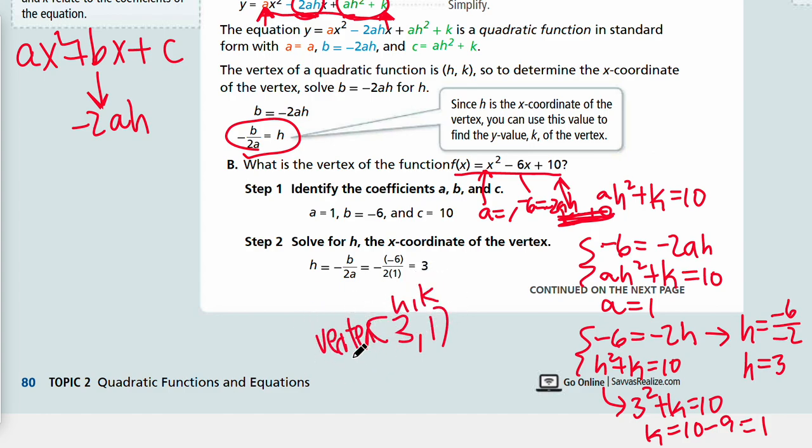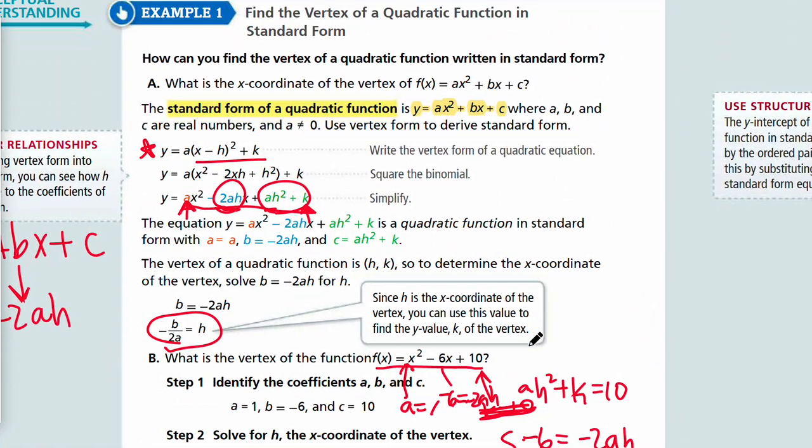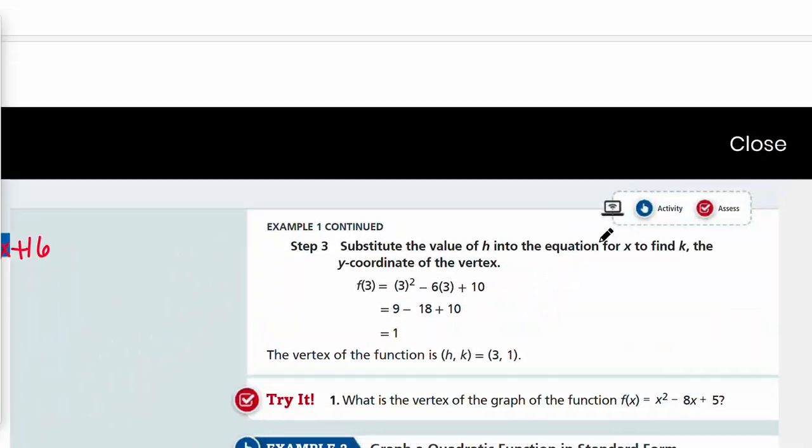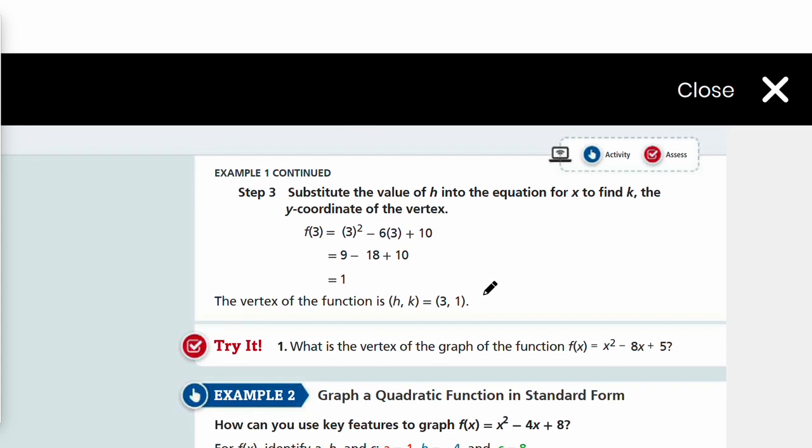Okay, and then now we can say, we figured out the vertex. And we can easily write this in vertex form as well, now that we have all the pieces. So that's how we find the vertex from the standard form. It does take some time and you need to solve for the equations. So it's not as easy as finding the vertex from the vertex form, because in the vertex form you can just easily see it, but in the standard form you have to solve for it.